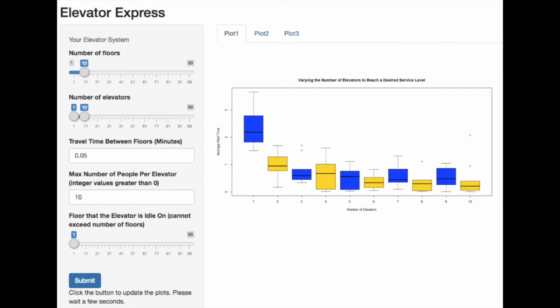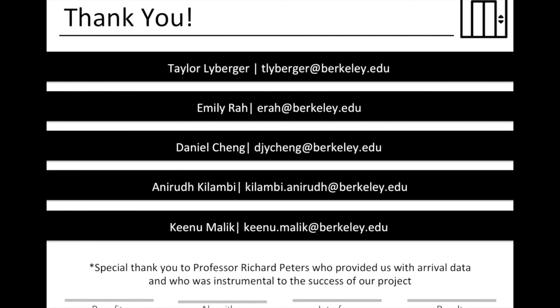With these plots, it's as simple as looking for the configuration with the lowest waiting time and choosing that configuration for your real system.